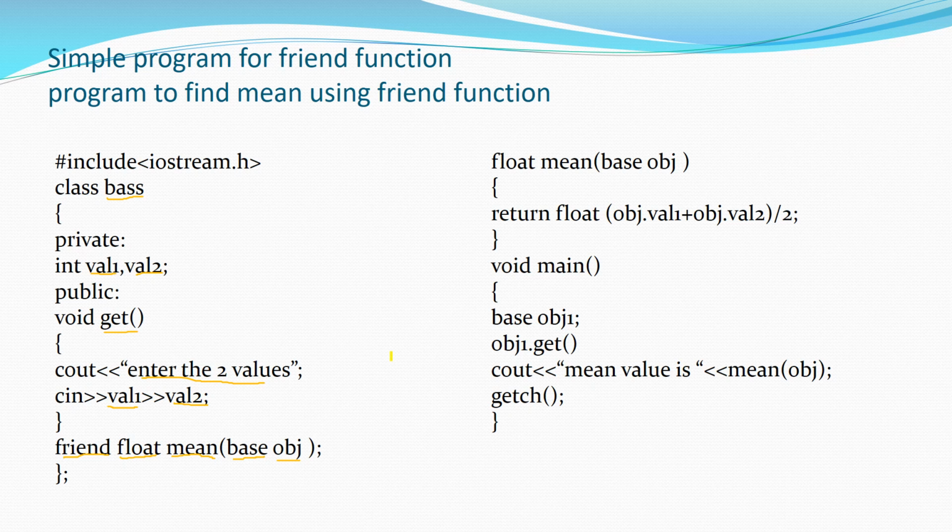Now we'll check how I'm going to access the private data members value 1 and value 2. Now let us start the main program. Void main. I have created a normal object, where base is a class name and object 1 is an object created to access the member function of a class. Object 1 is used to access the member function of a class. We can directly access it.